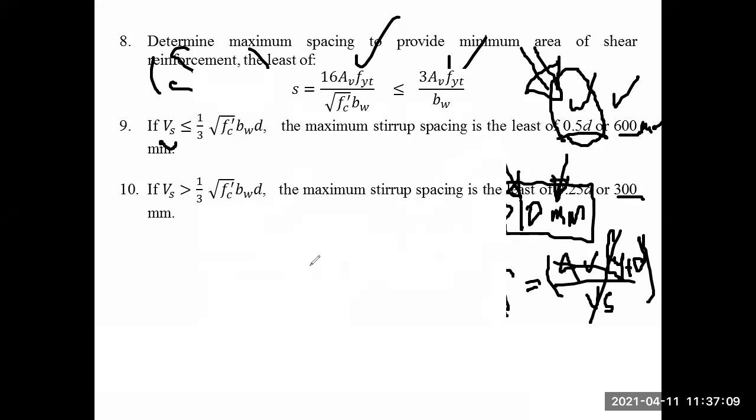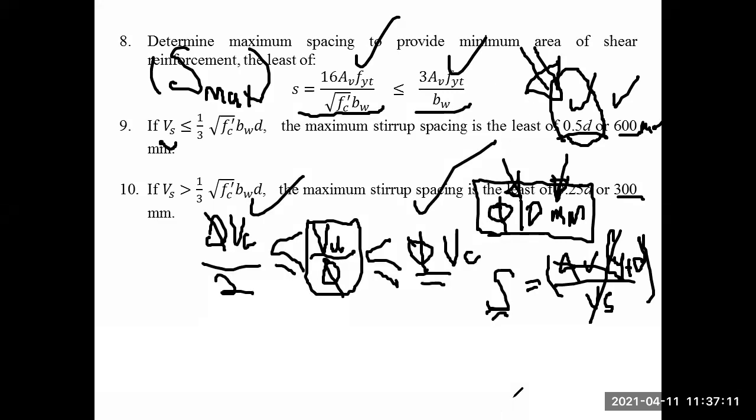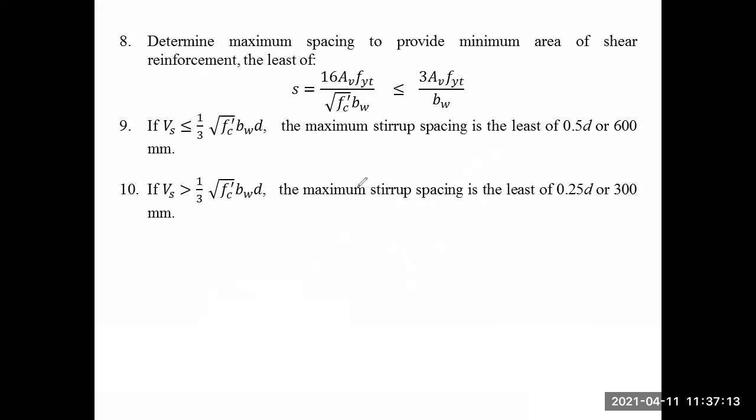Yeah, we don't need to check for Vs. But there's something that we need to check. It's not Vs. We need to calculate Vs, not to check. Why do we need to calculate it?